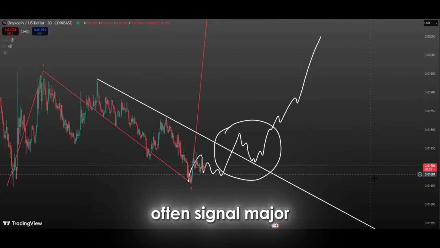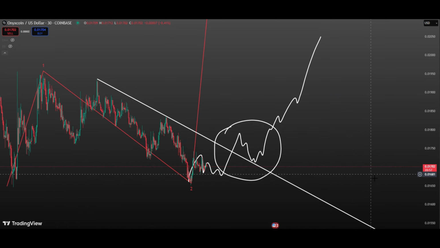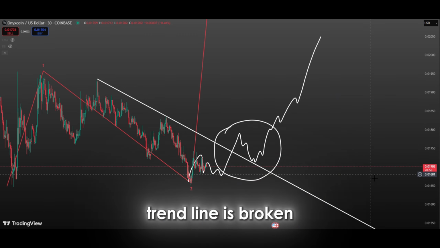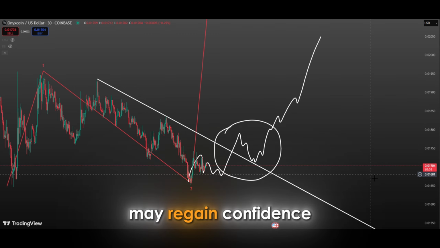Breakouts like these often signal major structural changes in the market and can ignite much larger upward trends. If this descending trend line is broken, market sentiment is likely to shift entirely. Investors who have remained cautious due to the downward pressure or who have been minimizing losses may regain confidence.